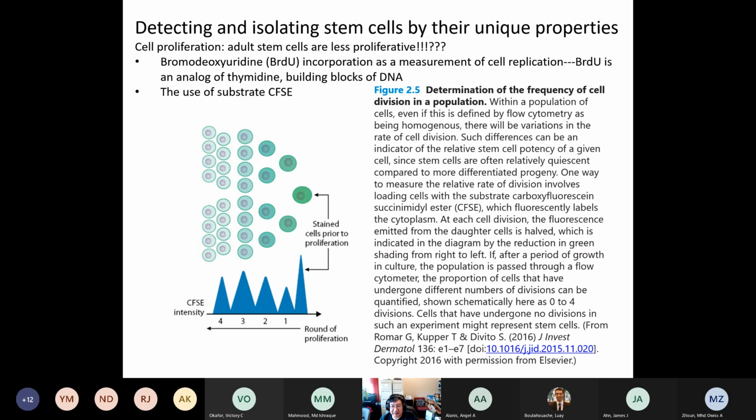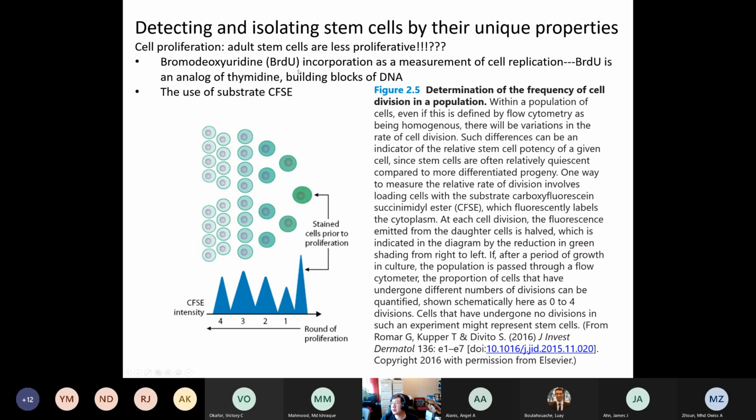They're not in an environment that requires them to proliferate. So they're quiescent. They don't replicate. And now you can use some technique to capture those cells that are not dividing.